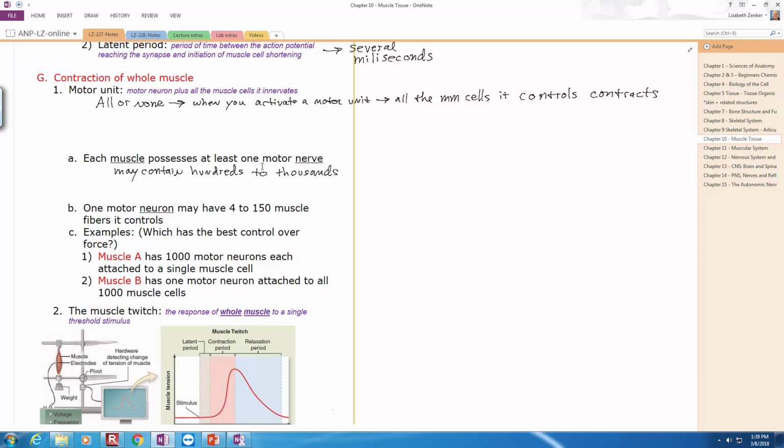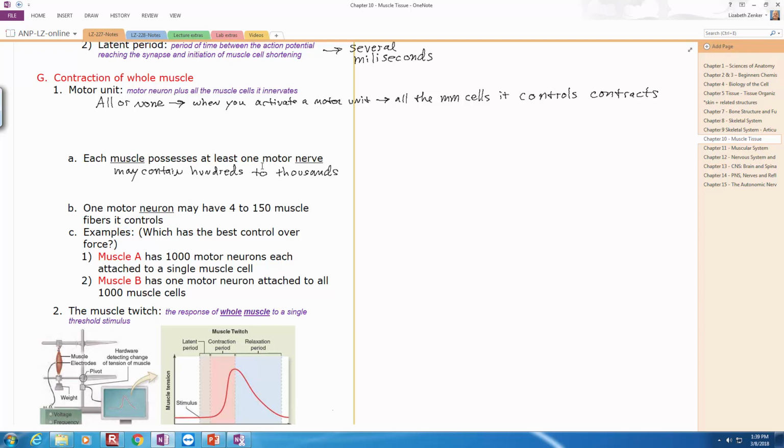Okay, so each muscle possesses at least one motor nerve, otherwise it wouldn't have something to tell it what to do, but it may contain hundreds to thousands of neuromuscular junctions for one nerve. So that nerve can contract and talk to a whole bunch of other muscle cells. And each cell has to have at least one neuromuscular junction. Otherwise, it wouldn't have something telling it what to do on skeletal muscle. So one motor neuron may have 4 to 150 muscle fibers that it controls. And then it wants you to know which one has the best control for force generation.